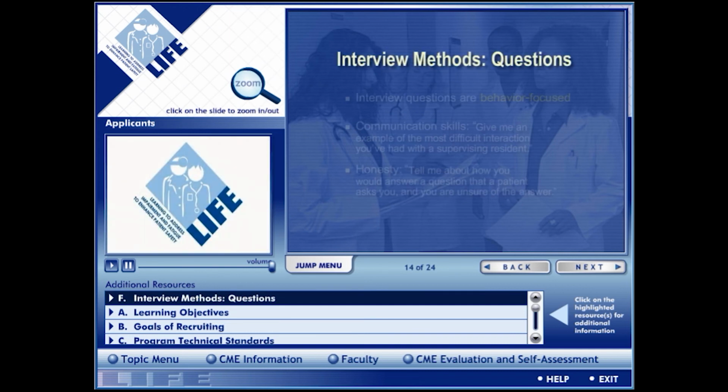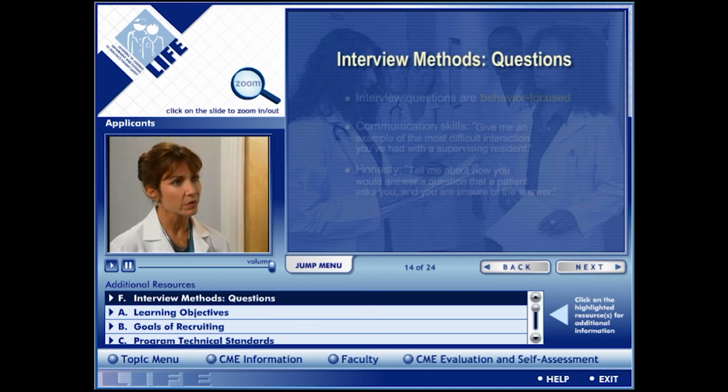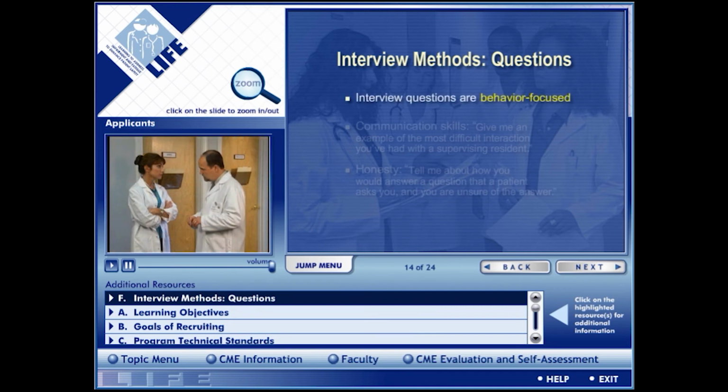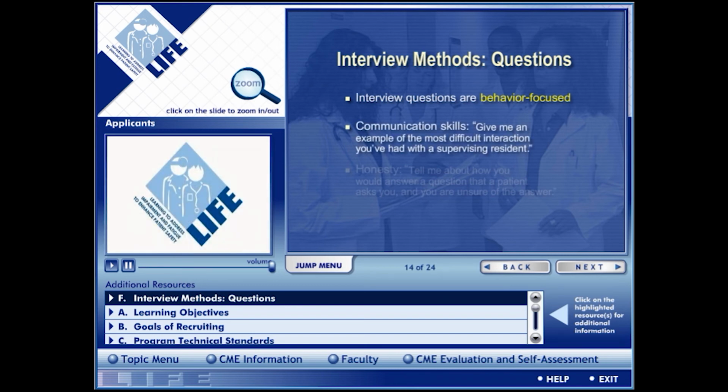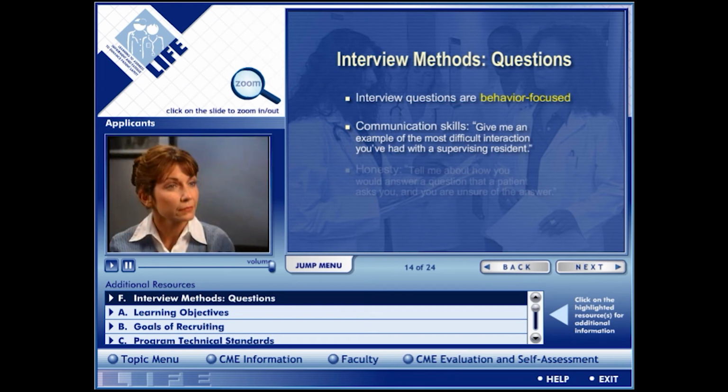All interviewers, whether they are faculty or residents, should be coached on the types of questions they should be asking, as well as the types of questions that are inappropriate to ask. The types of questions that have been demonstrated to be the most revealing are behavior-focused questions. These questions are designed to focus on a particular characteristic or behavior. To test for communication skills, for example, the question could be, "Give me an example of the most difficult interaction you've had with a supervising resident." Or, "What's the hardest thing you've ever taught someone?"